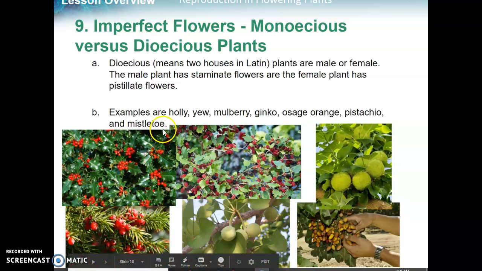So these are examples of dioecious plants. Hollies, yews, mulberries, ginkgos, Osage orange. That's pistachio. I'm sorry, not almonds. Pistachio and mistletoe I don't even have on here. And this Osage orange tree, or sometimes called milk balls. We used to throw those at each other. They hurt when we were little boys.